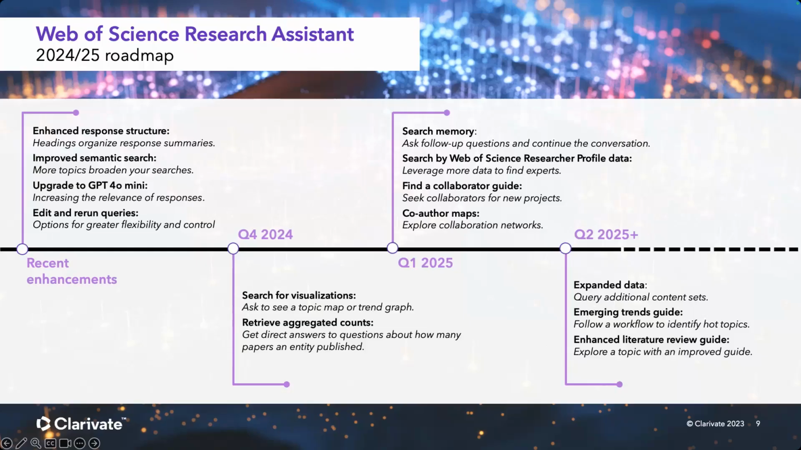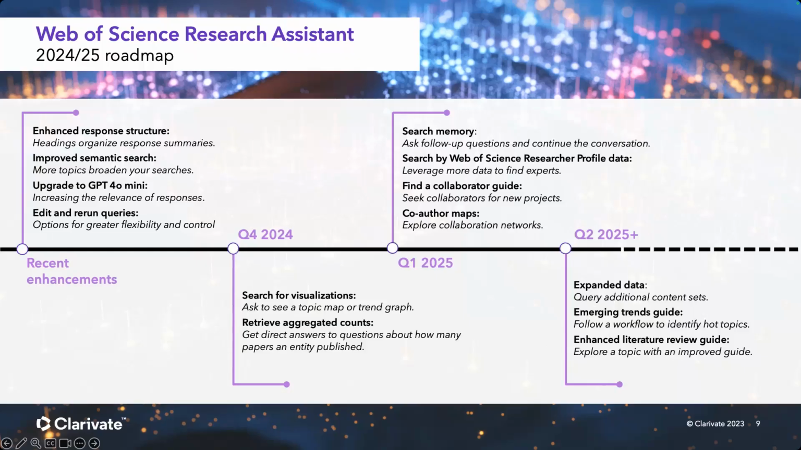We also see users ask a lot of questions that are around aggregation. So for example, how many papers were published on COVID in 2022? So slightly different from the institution question, but again, it's a number-based query. And so we're looking at adding those before the end of this year as well, as another way of asking questions of the research assistant.